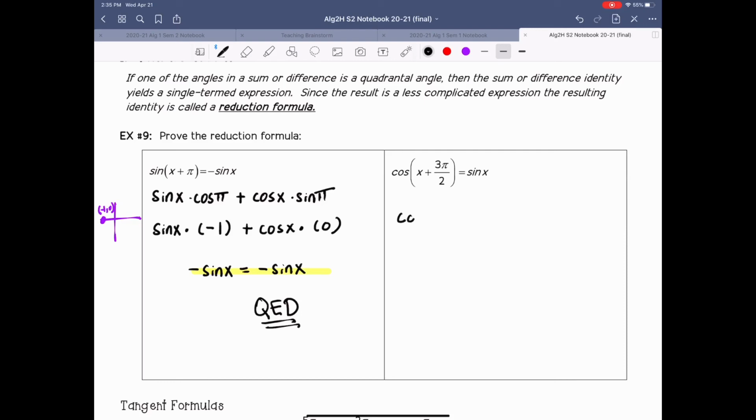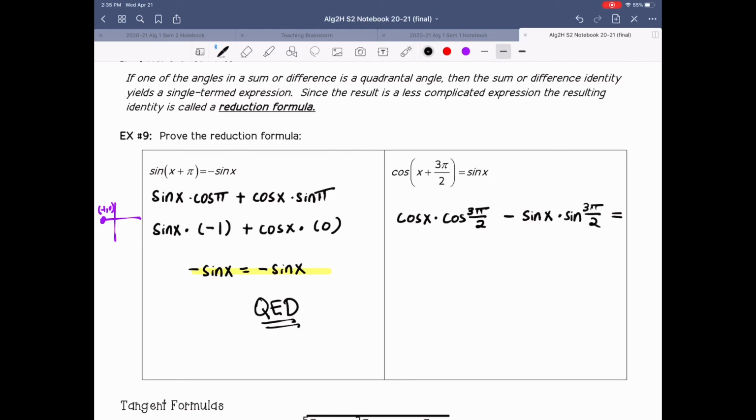So we have the cosine of x multiplied by the cosine of 3 pi over 2. And we're going to change the operation, so we have subtraction. And then we have the sine of x multiplied by the sine of 3 pi over 2. And again, we are proving that that is equal to the positive sine of x.